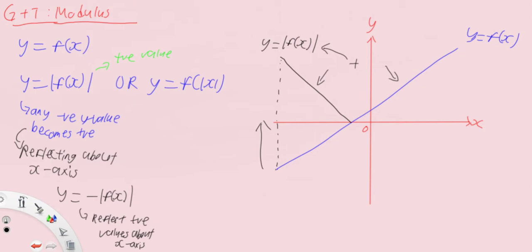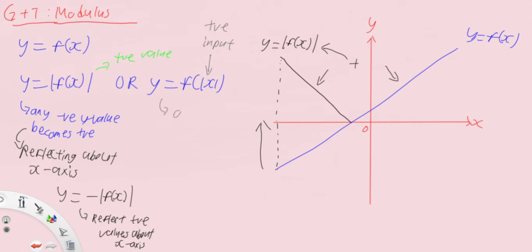Now, what about f(mod x)? Here's a slightly different idea: when you have y equals f(mod x), your input is now mod x. It's no longer just x, and your input is now always positive. Of course you can have 0, so not leaving that out, but your input is always positive or 0, which means that if you put in any negative value of x, you will always get back a positive value.